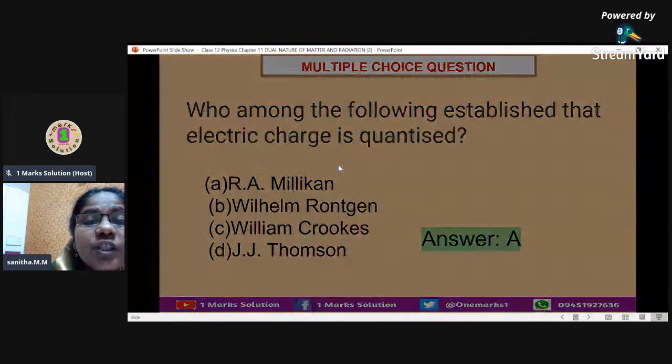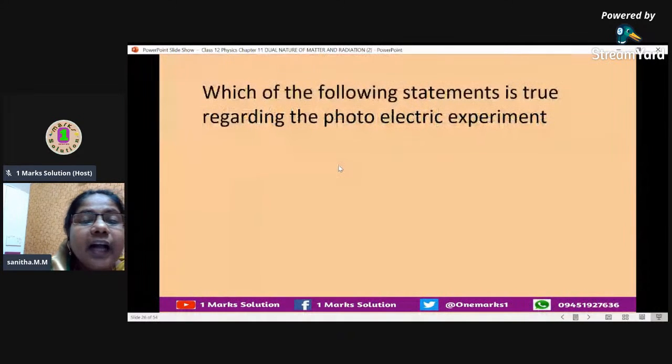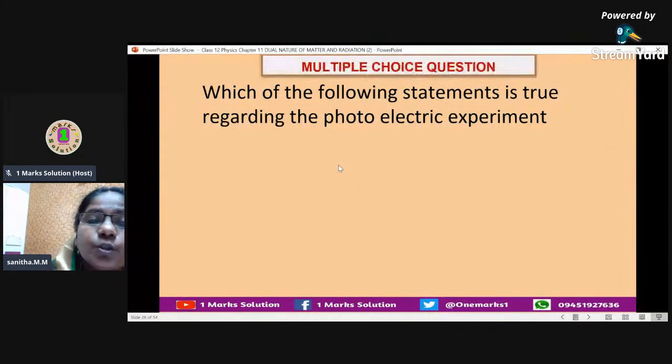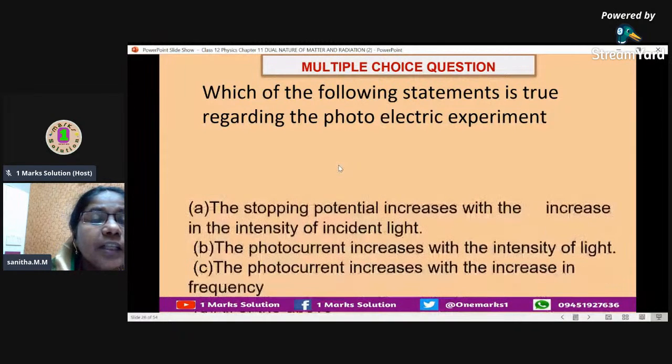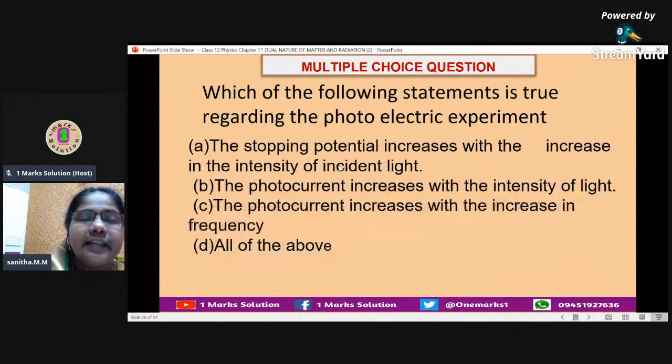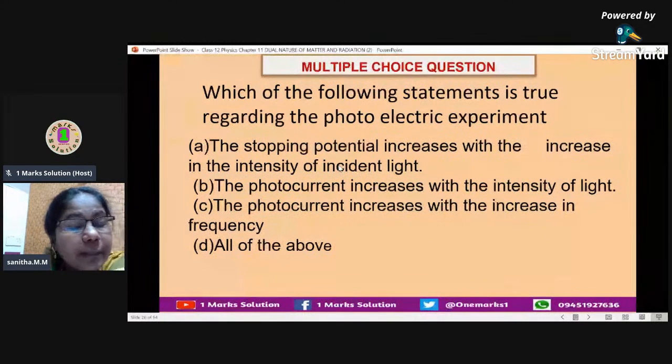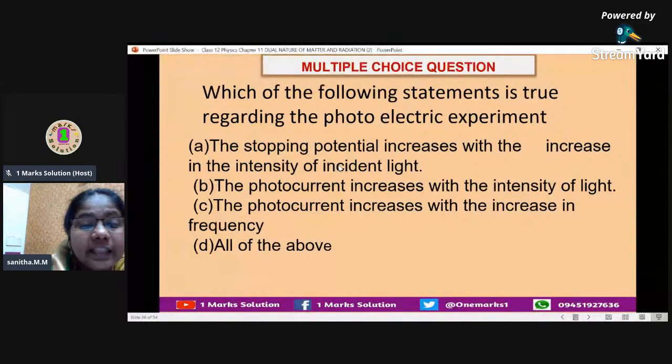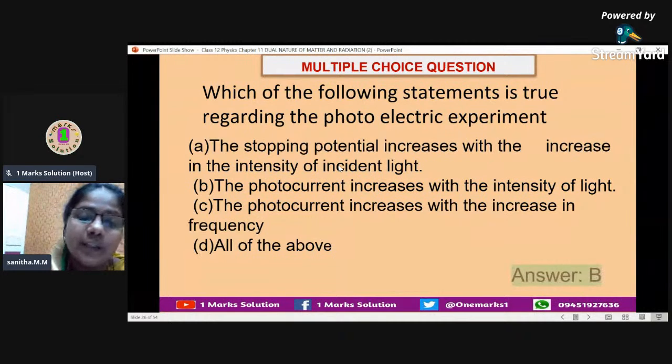Next, we can go for which of the following statements is true regarding the photoelectric experiment. That we will see. The stopping potential increases with the increase in the intensity of the incident light. It is not at all possible. Why? Because stopping potential depends only on frequency. We know that. Next option: photocurrent, that means photoelectric current, increases with the intensity of light. That can be the correct answer. We will read the other one also. The photocurrent increases with the increase in frequency. No way. So the answer is option B.